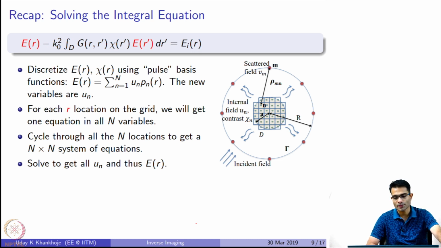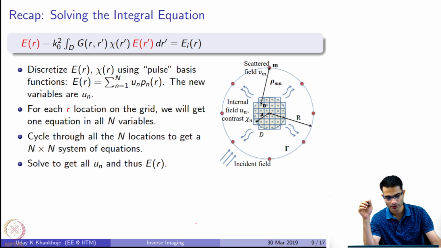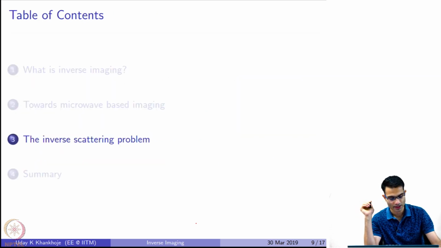Now, the reason I am spending so much time on recapping the forward problem is because the inverse problem is very similar in structure. Okay. So, let us look at what happens. So, the inverse scattering problem now.